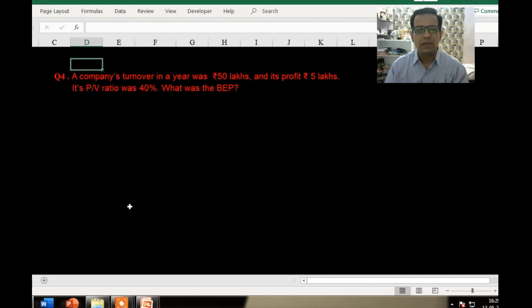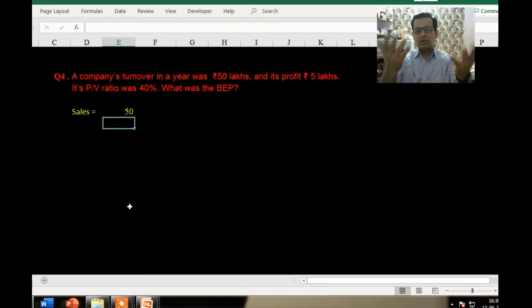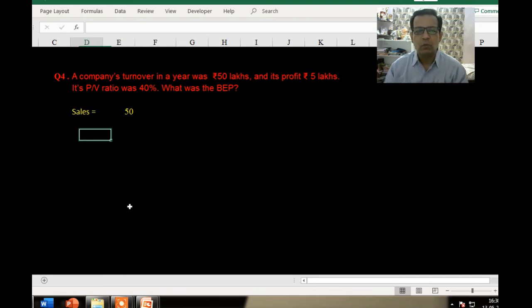Question 4 says a company's turnover in a year. Guys, remember the word turnover means sales. So company sales in a year was rupees 50 lakhs. Because the information is given in lakhs, we will ignore the word lakhs. Let's keep it to 50. And its profit was 5 lakh. Let's also write this down. Profit as given to us is 5 lakh.